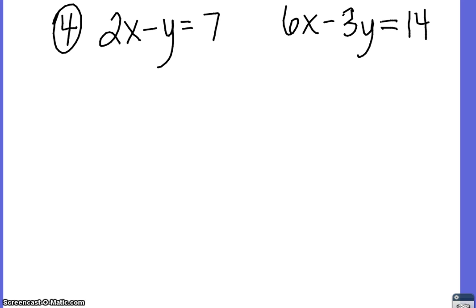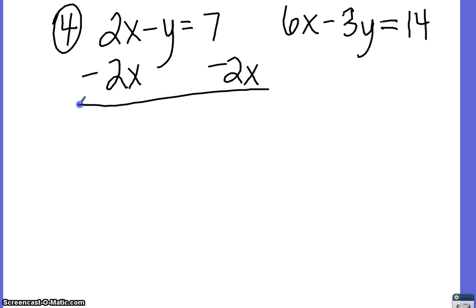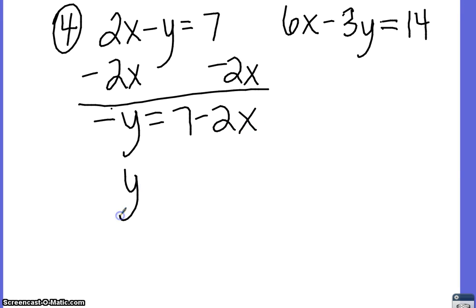Problem number 4 has two equations, 2x minus y equals 7 and 6x minus 3y equals 14. What it tells me to do is pick one of the equations and solve for y. My recommendation is that we solve 2x minus y equals 7 since there are a lot fewer numbers to work with. If I solve this equation, just like normal, I subtract 2x from both sides. I end up with negative y equals 7 minus 2x. And if I divide everything by negative 1, my new equation becomes y equals negative 7 plus 2x.